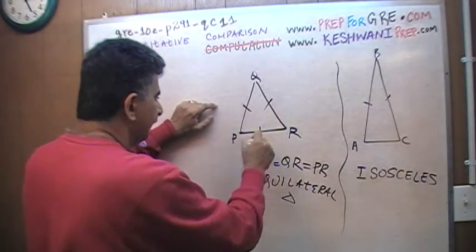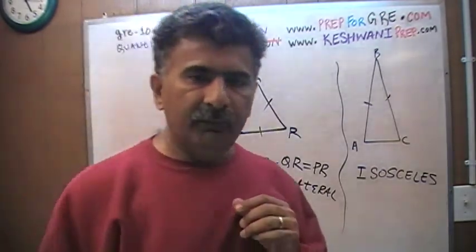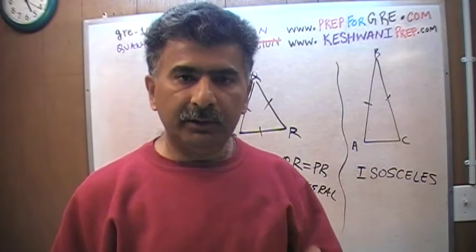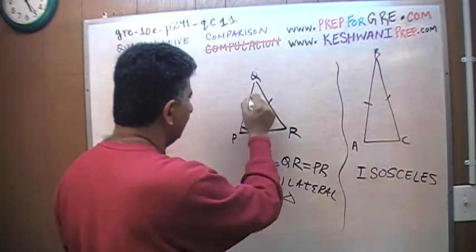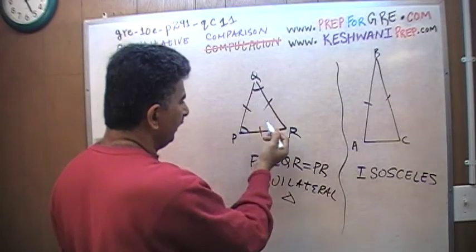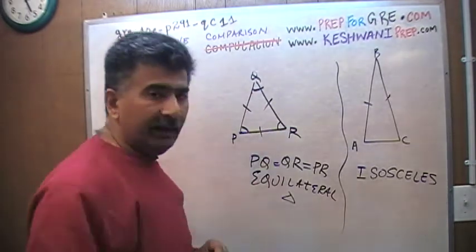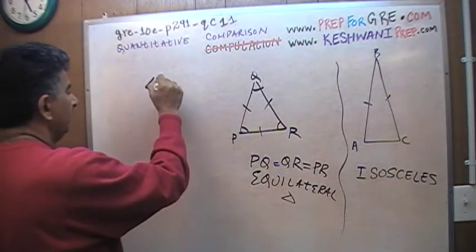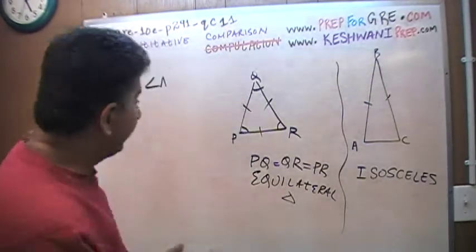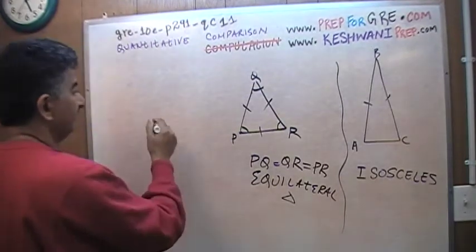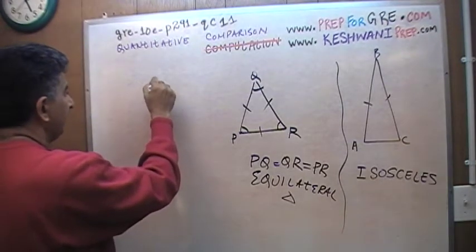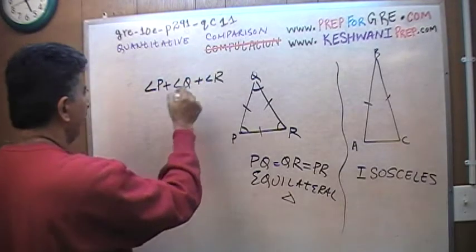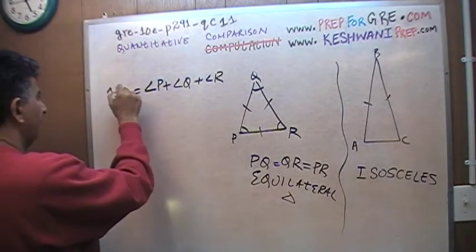This side equals this side, and this side equals this side. And if all three sides are equal to each other, all the three interior angles have to equal each other. This angle P has to equal angle Q, and angle Q has to equal angle R. I'm probably making a big fuss about nothing at all. You probably know these things already. And since we know that the sum of angle P, angle Q, and angle R has to equal 180, why?